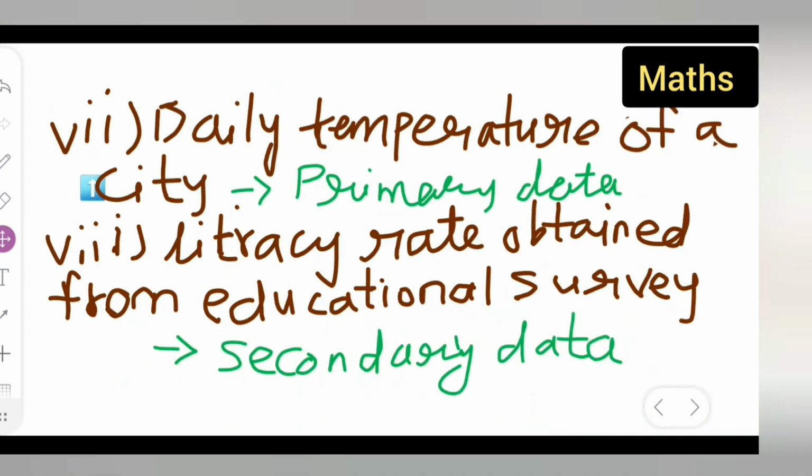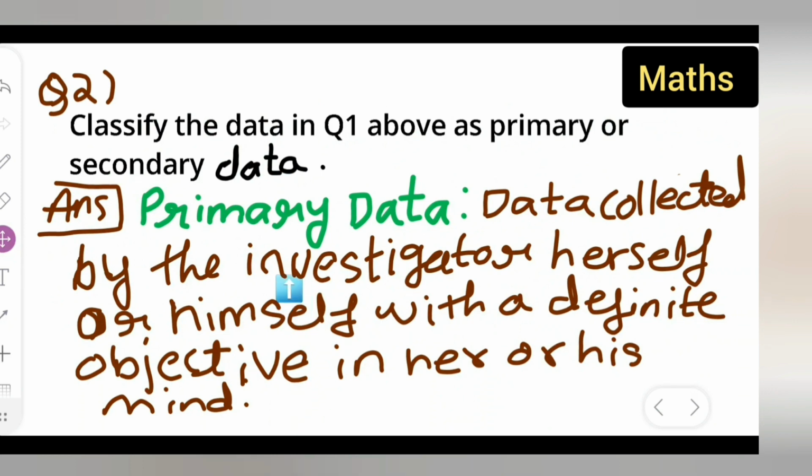Now the seventh one is what? Daily temperature of a city is primary data. The eighth one is literacy rate obtained from educational surveys, which is secondary data. So I hope you all have understood exercise 14.1 question number 2, that is, classify the data in question 1 above as primary or secondary data.